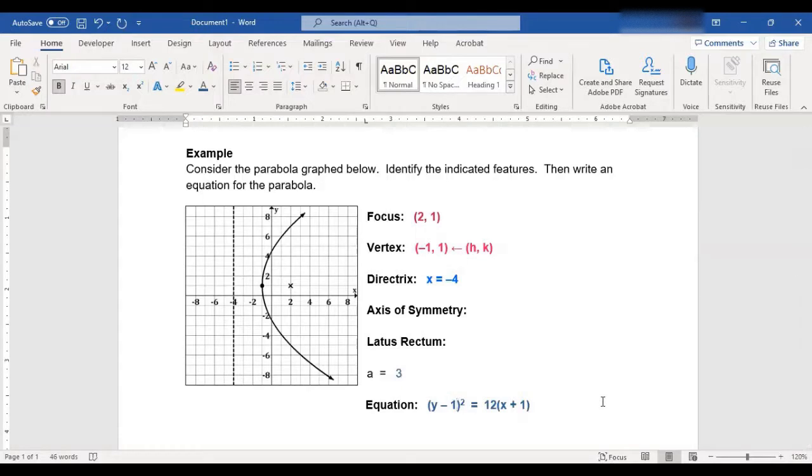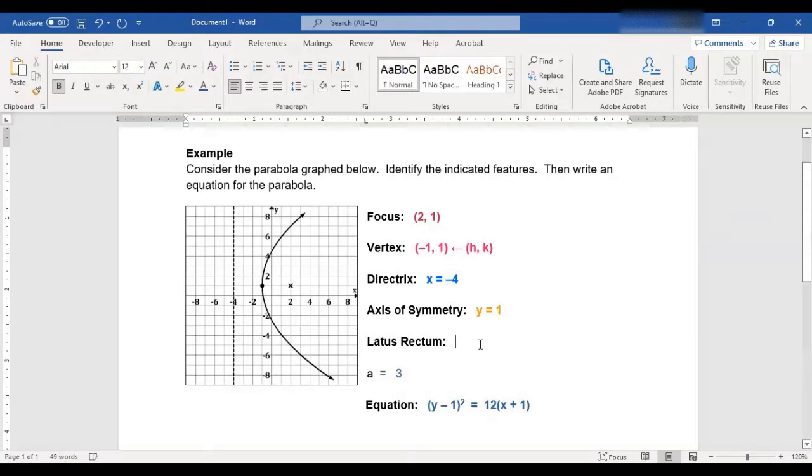The last two things we have to figure out are the axis of symmetry and the latus rectum. So the axis of symmetry and the latus rectum are not graphed for us, so we have to know how to find those. The axis of symmetry is the one that runs perpendicular to the directrix and through the focus. So that would be this horizontal line. A horizontal line has the form y equals, and in this case, the y value is 1.